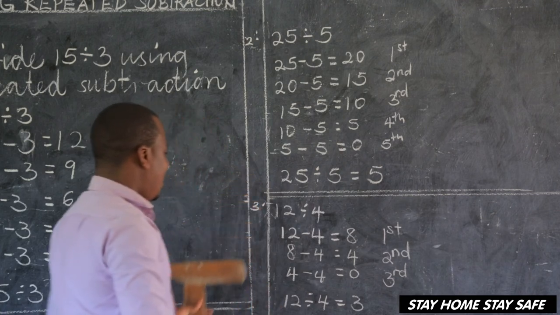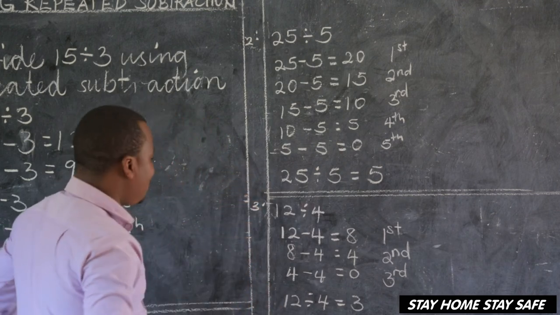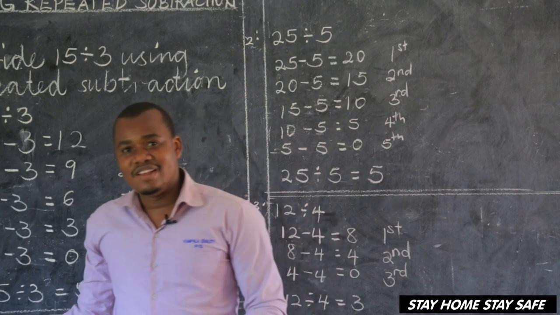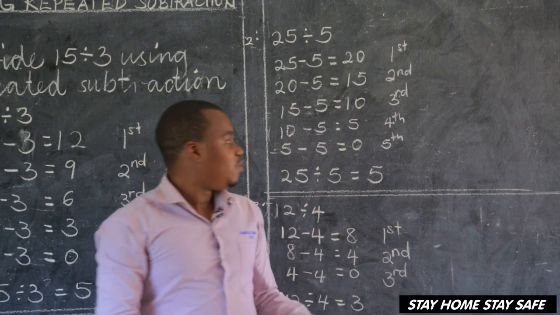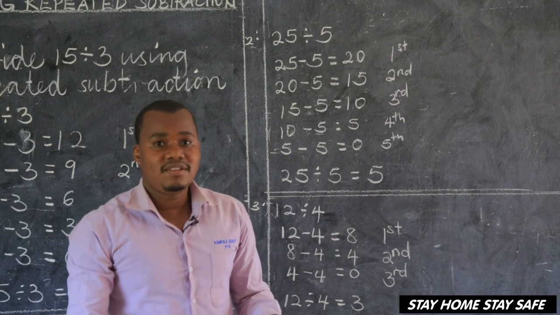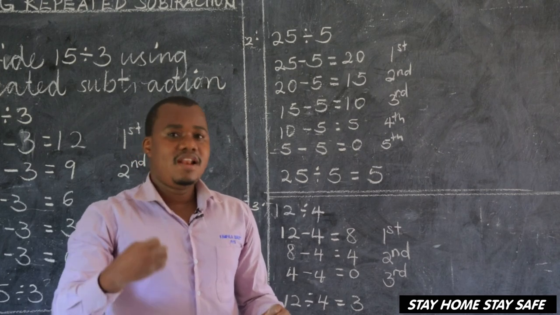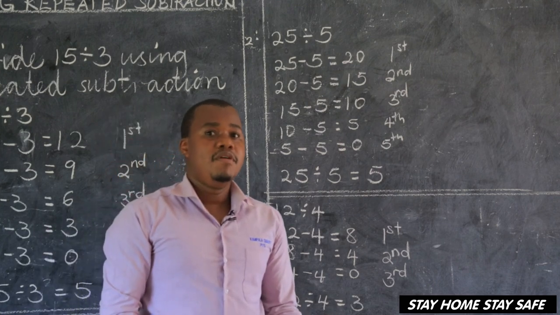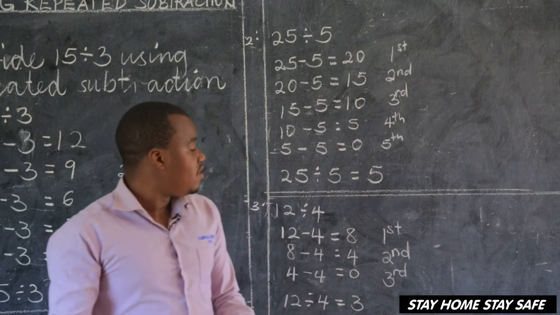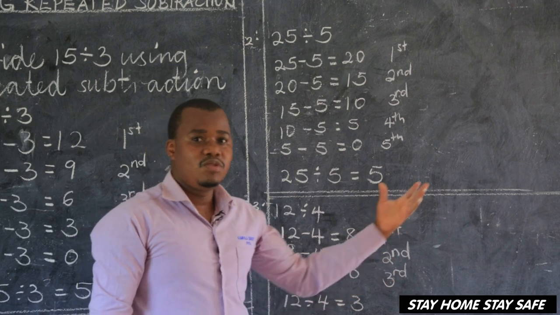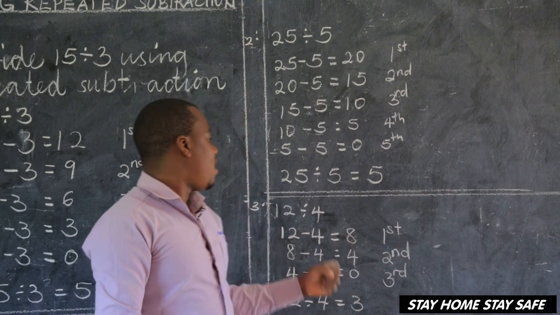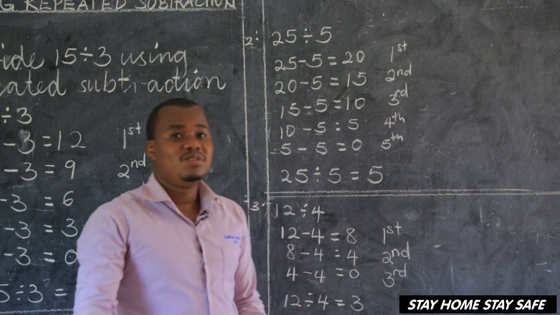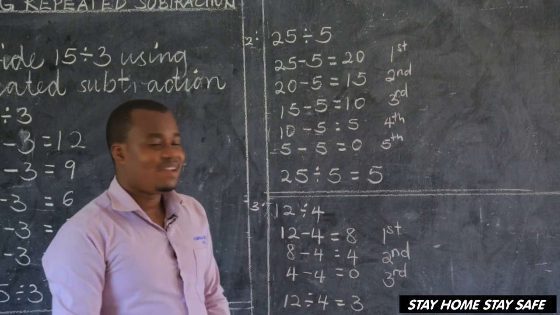So I hope my children have learned and you have enjoyed this very good lesson. So we have now given you two methods. You choose, unless the question is specific and says use this method. But if it is open, just divide this by this. You can either use long division or you can divide using repeated subtraction.